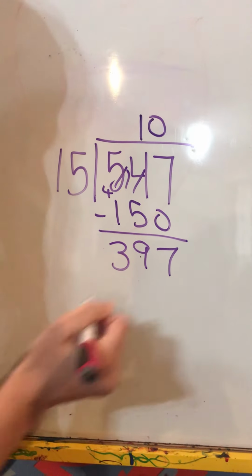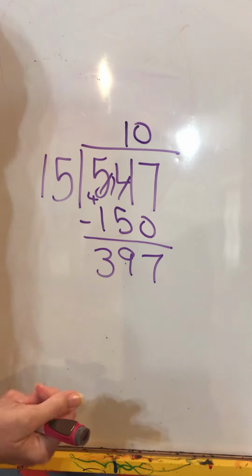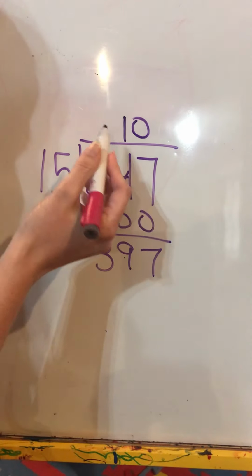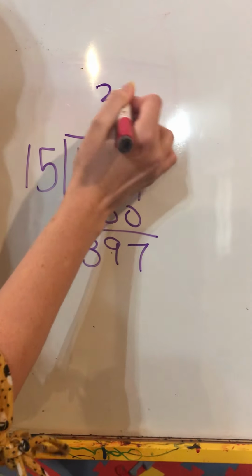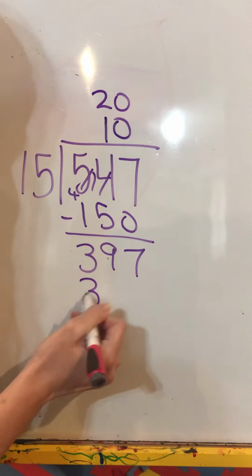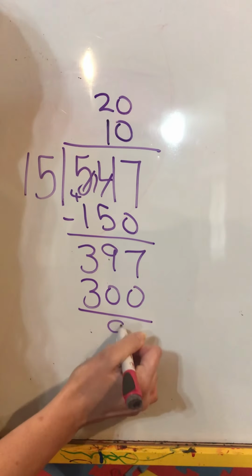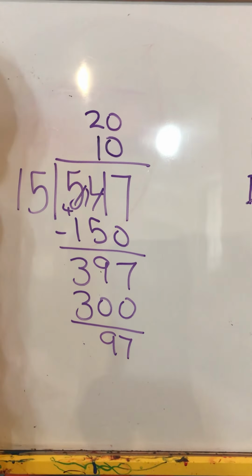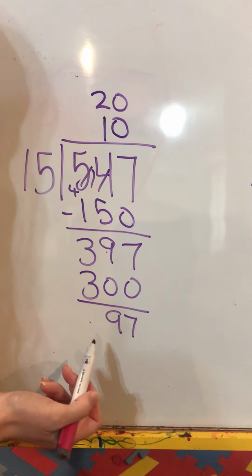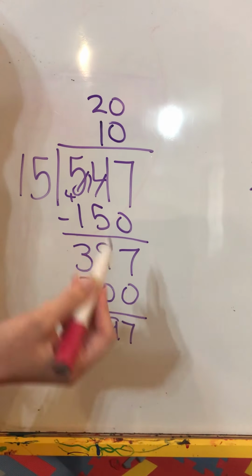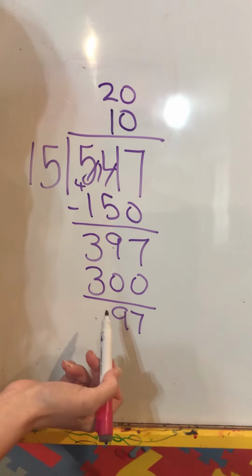And so I have 397 left over. So I know if I double 10 and I do a group of 20, 20 times 15 would be 300. So now I've got 97 left over. So now I can't make groups of 10. I don't have enough for that.